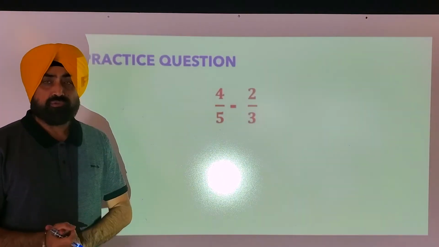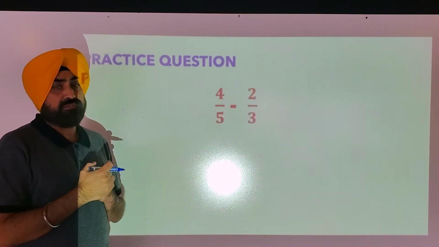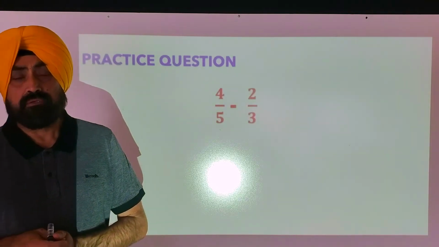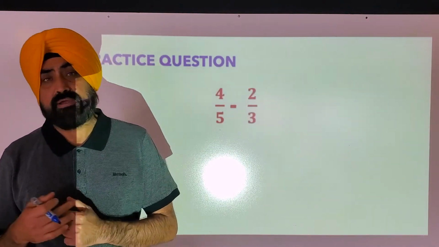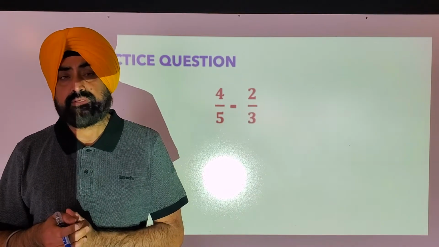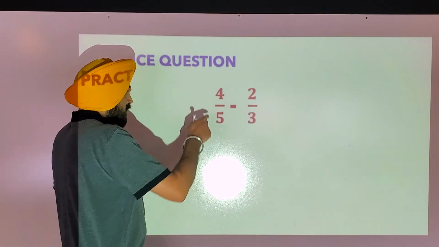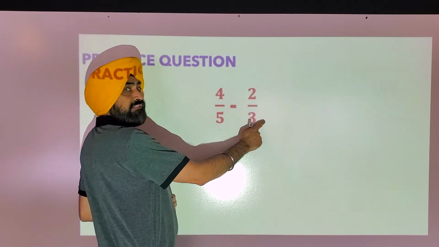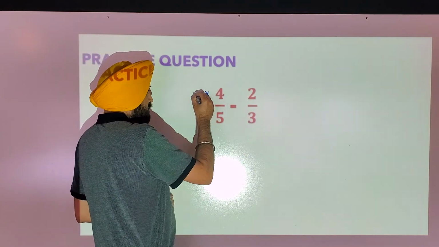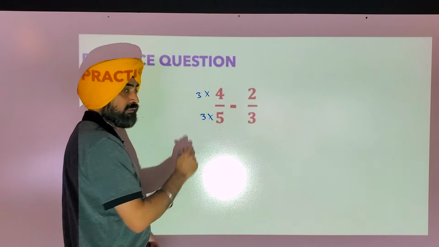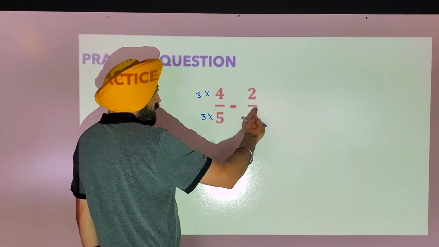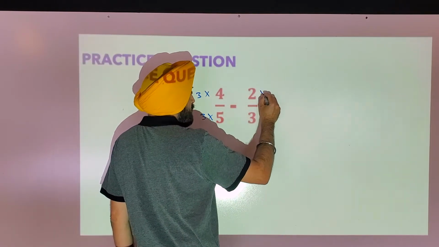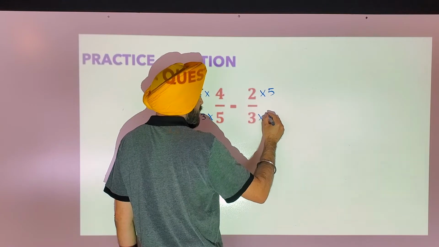4 over 5 minus 2 over 3. Now I'll do this question with a different method. For example, you don't know how to make the denominator same or how to find the lowest common multiple. There is another way to do this question. For 4 over 5, we multiply both numerator and denominator by the other denominator, so multiply this by 3, multiply this by 3. Similarly, for 2 over 3, both numbers we multiply by 5.